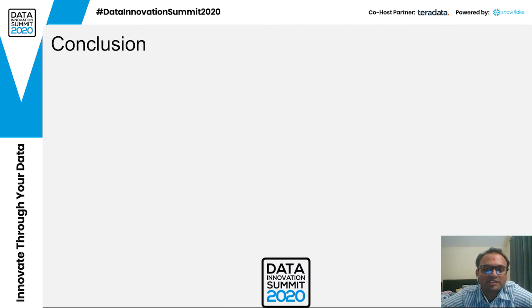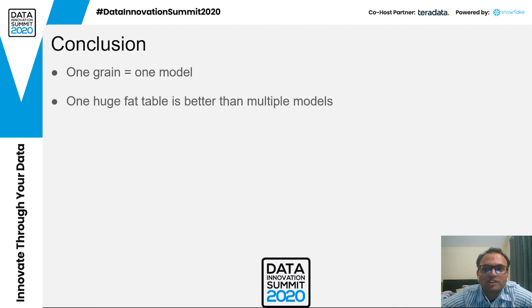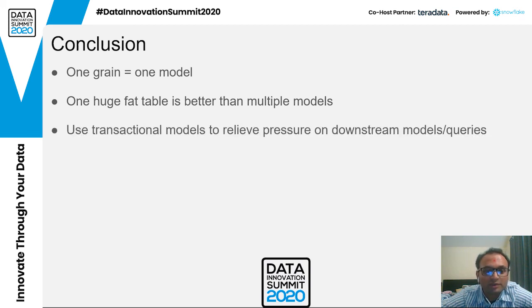To conclude this session, let's summarize what we have gone through. There should be a single model for a single grain, and if the grain changes, design a new model. And for a single grain, even though the data comes from various business processes or even different business verticals, it should be stored in a single model. One huge table is always better than multiple models because it will avoid joins at a later stage. A transaction model should be used to merge key transactions. That will relieve pressure on downstream models and queries.